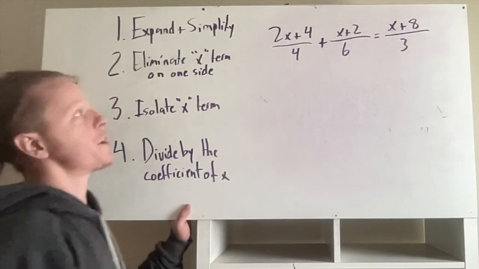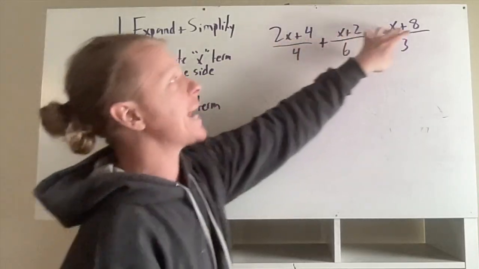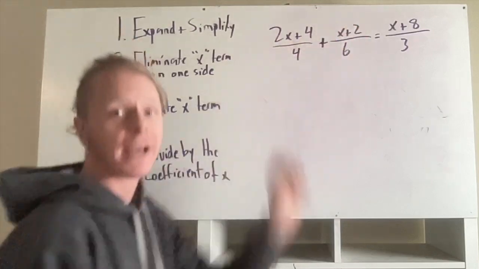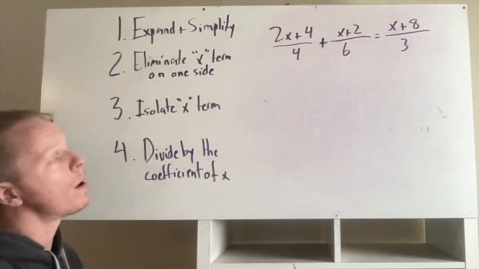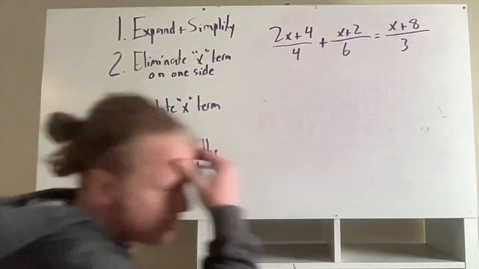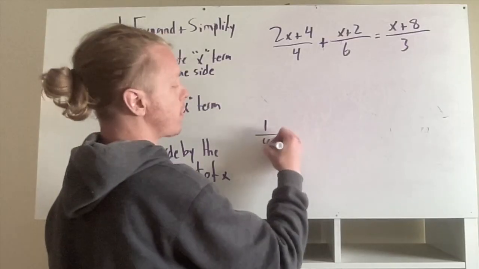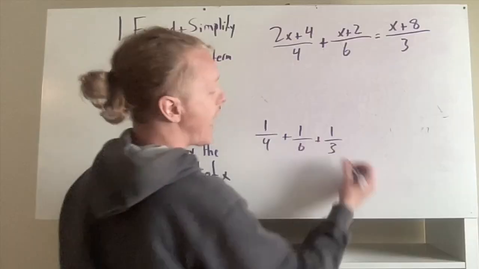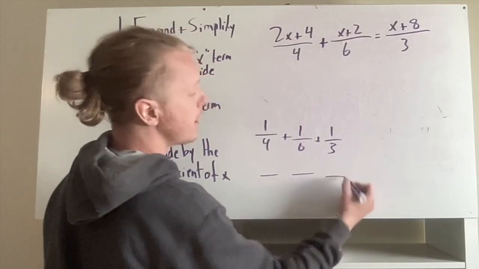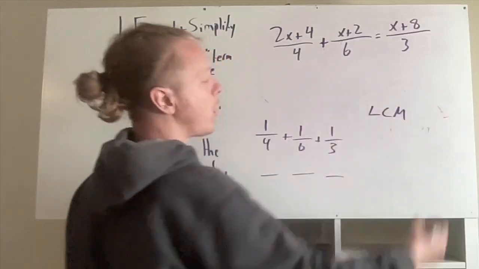Okay, so this is the last equation that we're going to look at, and you'll notice that we have 3 different binomials all being divided by a different number, right? We have 3 fractions with 3 different denominators. So what we need to do is, just like if I was trying to add fractions with denominators of 4 and 6 and 3, I would need to find a common denominator. And the way we do that is by finding the least common multiple, right?